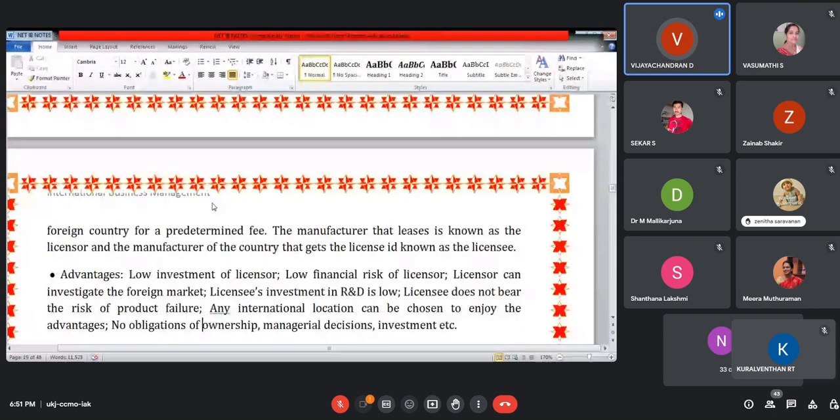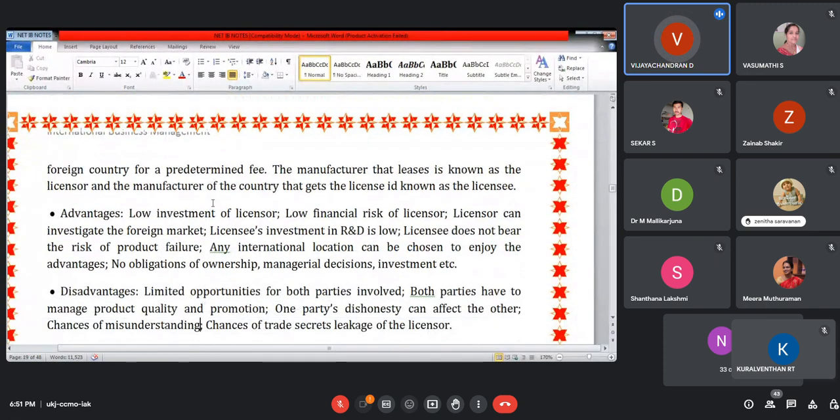So what are the advantages? Low investment, so there's no establishment of any entity, any organization, any business in another country, and a low financial risk is there, and the licensor can investigate the foreign market, and the licensee's investment in R&D is low, so the research and development cost will be low, and the licensee does not bear the risk of product failure. So there is no risk of any product failure. Simply, you are giving the right to use the brand, or the right to use the technology, or the right to use the way of production. So that will be positive for the other country.